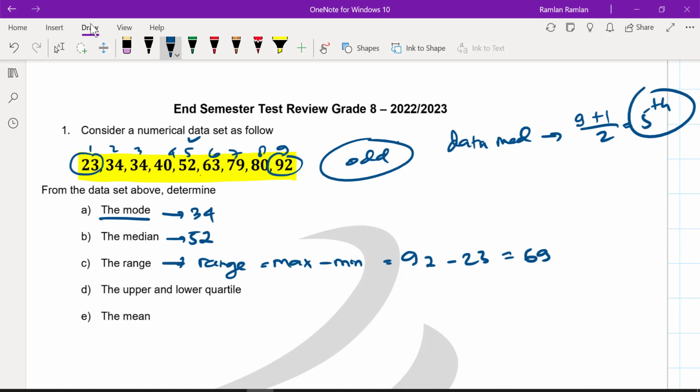Okay, the next one is the upper and lower quartile. So remember that quartile means that you are going to divide the set of data into 4 equal parts, right? Because it comes from the word quart, right?